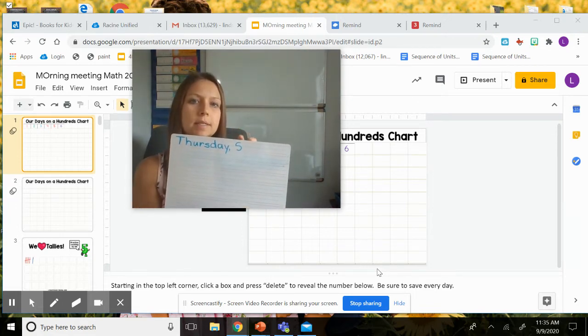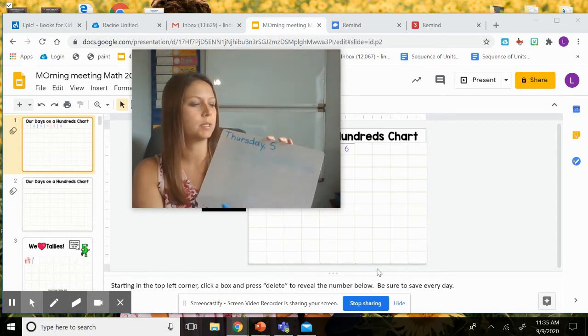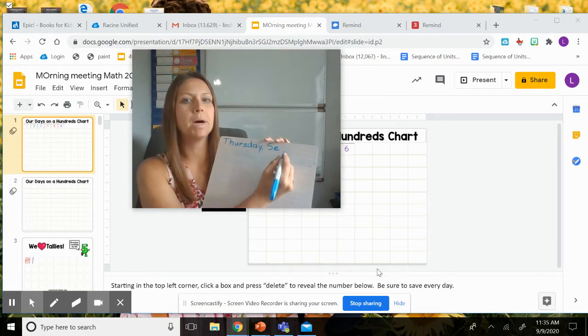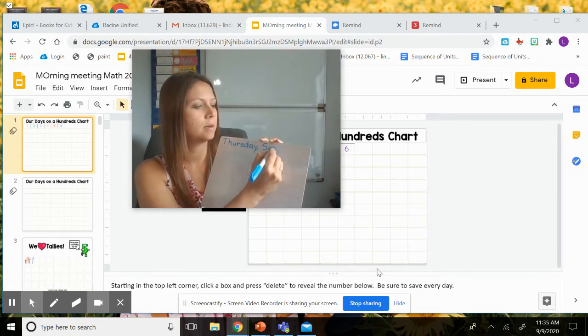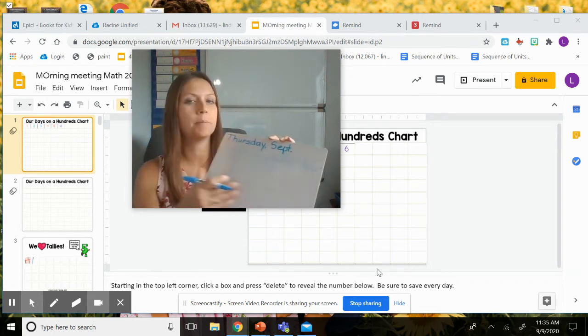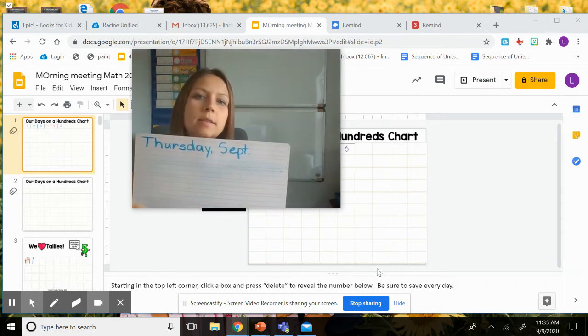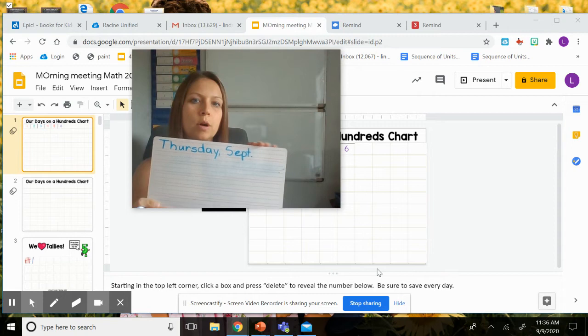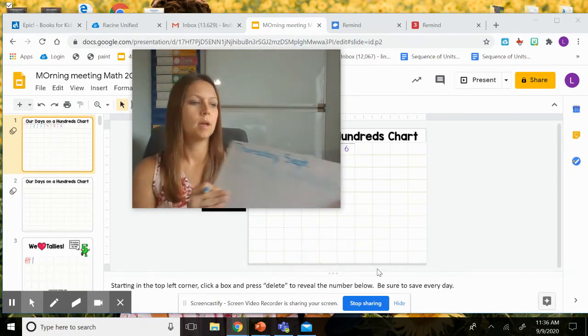So our uppercase S, because it's the name of the month. So E, Sept. And that's it. And then we put a period right there. So that is sometimes how you might see September written, because it's an abbreviation or a way that we shorten a word when we're writing it. So it's Thursday, September. We still say September, but that's what it stands for.